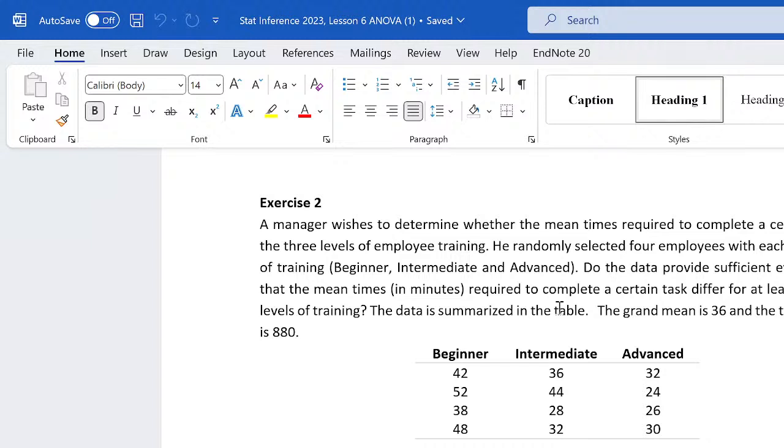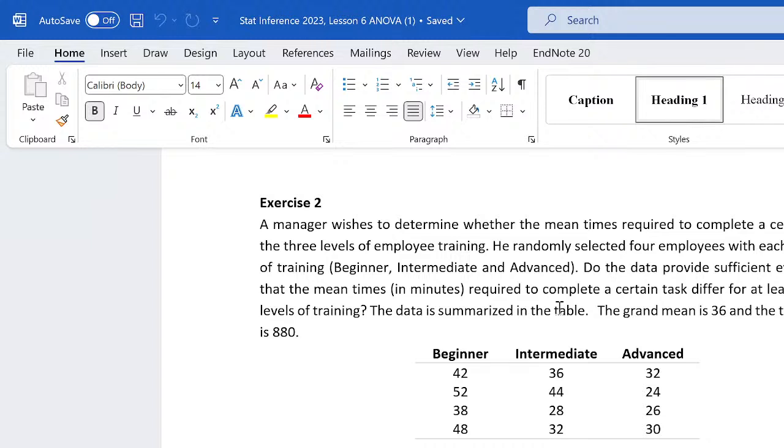45, 35, and 28. Thanks. Okay. So, that between sum of squares. Sum of squares between, that's the easy one.